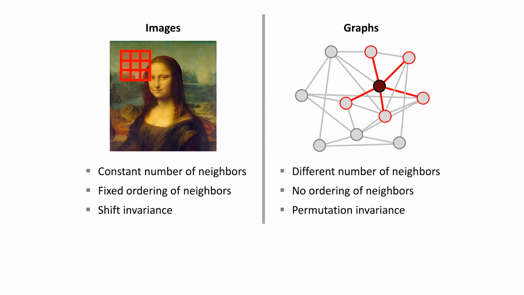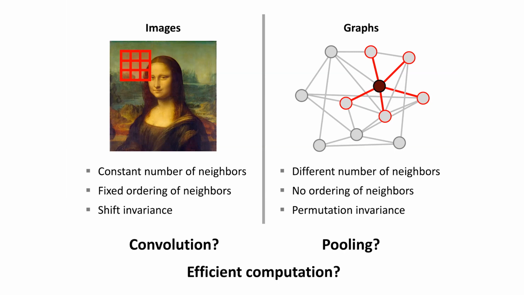And as a result, the very notion of invariance is very different. On images, we can talk about shift invariance. On graphs, we need to talk about something more general, such as permutation invariance. So today, I would like to describe and provide answers to three questions: how to generalize convolution-like filters, how to do pooling, and how to do all these efficiently.